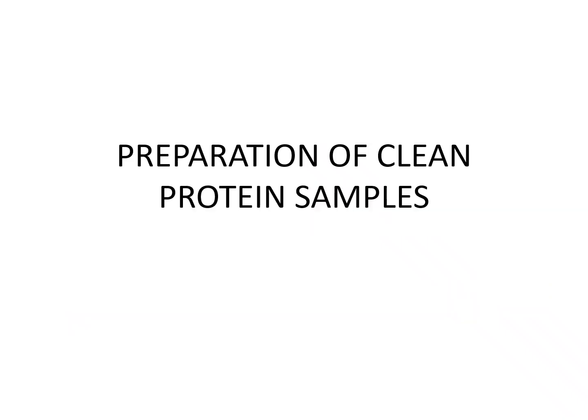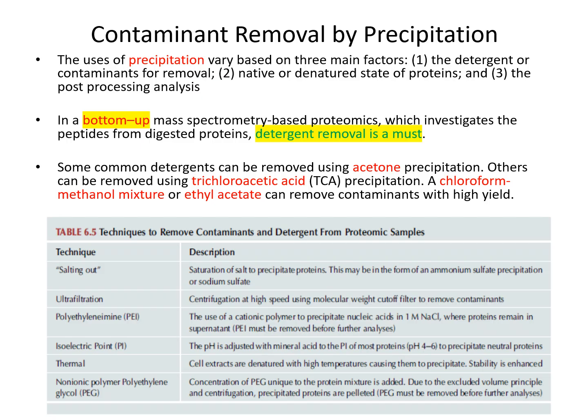So in the previous section we discussed how to prepare the cell to get the lysate and use different types of detergent. Now in this section we will discuss how to prepare clean protein samples for the downstream analysis. So basically, the first step to clean up the protein sample is to remove the contaminant. You can remove the contaminant by precipitation. The choice of precipitation varies based on three main factors: first, the detergent or contaminant for removal; second, the native or denatured state of protein; and number three, the post-processing analysis.